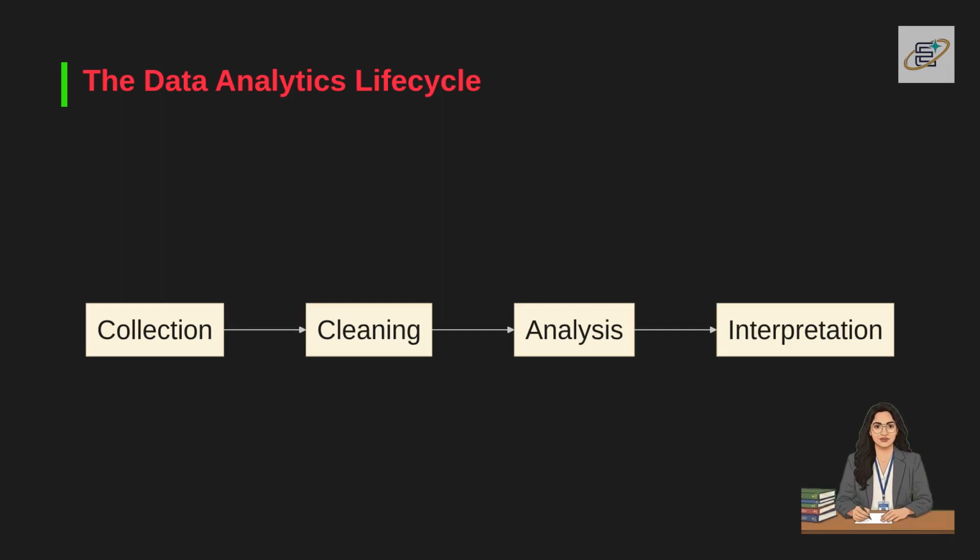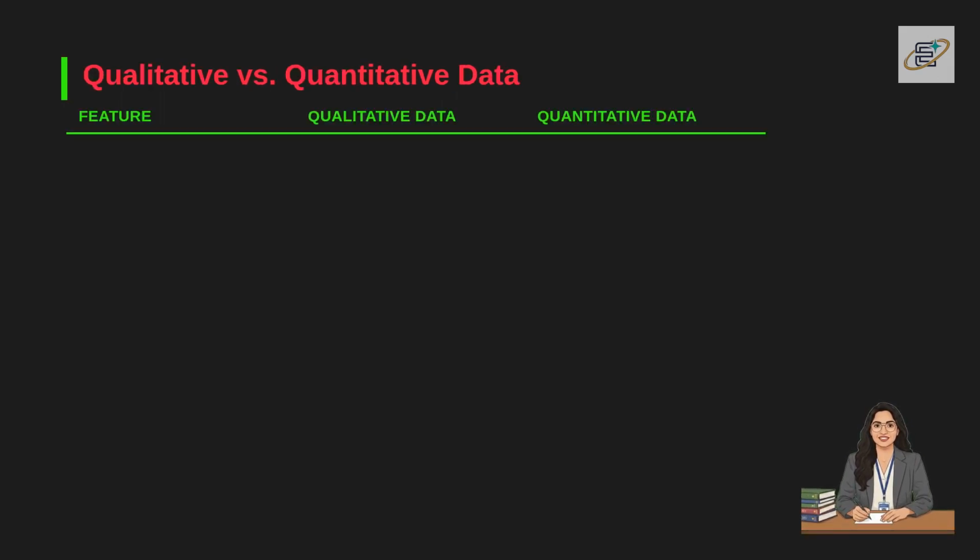Once the data is clean, we move to analysis. Here, you apply statistical tools and algorithms to find patterns, trends, and correlations. You are asking the data questions and looking for answers. Finally, we reach interpretation. This is where you translate mathematical findings into plain language. You explain what the trends actually mean for the business and recommend the best course of action. Now that we know the process, let us look at the types of data you will collect.